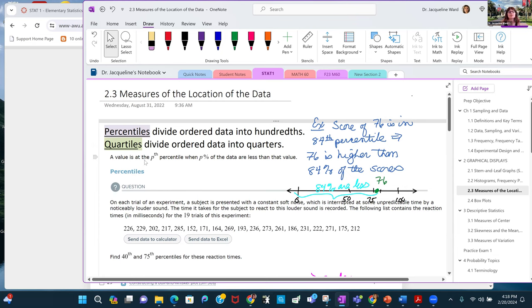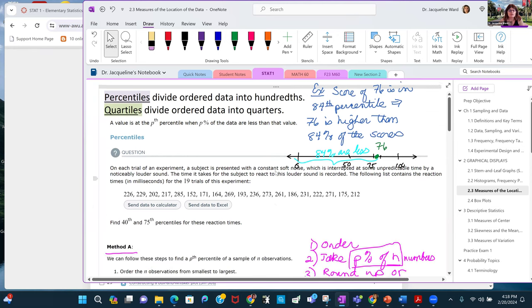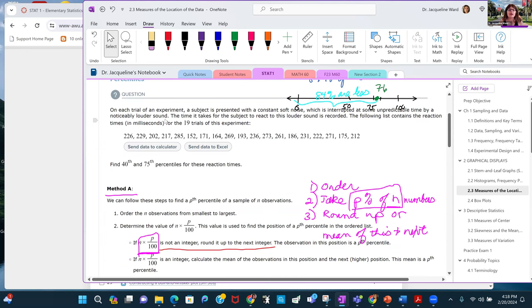All right, so we say a value is at the pth percentile when p percent of the data are less than that value. So like 76 is at the 84th percentile because 84% is less. All right, so this is an example of an Alex question where you have a bunch of data and they're asking for the 40th and the 75th percentiles. So that means the numbers where 40% is less and the number where 75% is less.